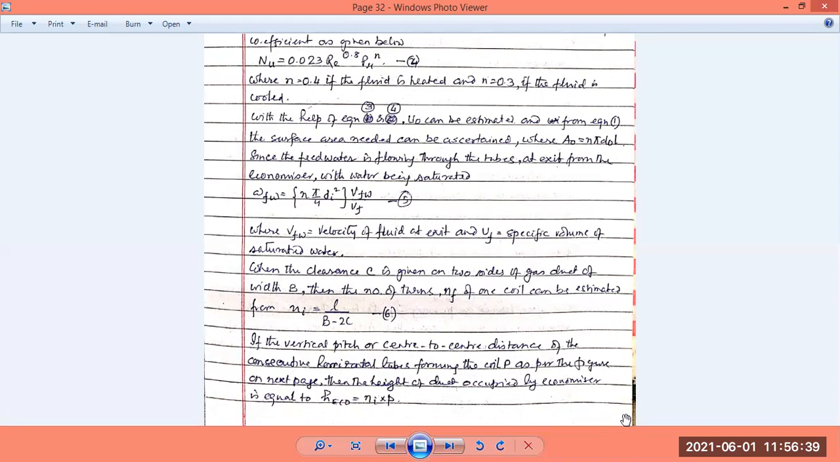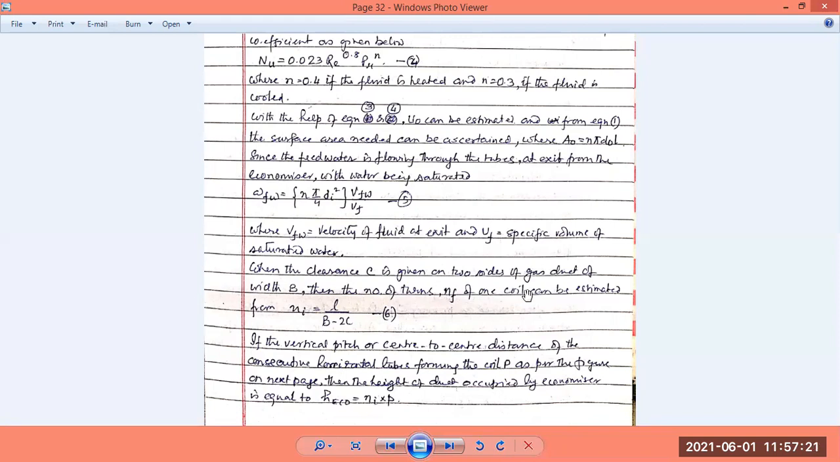If the vertical pitch, or center-to-center distance of the consecutive horizontal tubes forming the coil, is P as per the figure on the next page, then the height of the duct occupied by the economizer is equal to H_eco = Ni into P. The vertical pitch, center-to-center distance of the consecutive horizontal tubes, means total length of the tube as per the given figure. Then the height of the duct will be the number of coils multiplied by P. So the total space occupied by the economizer will be the number of coils used multiplied by the pitch itself.